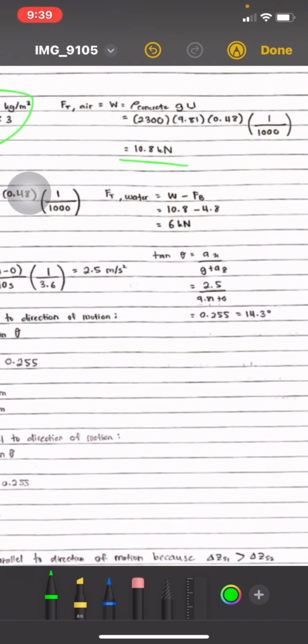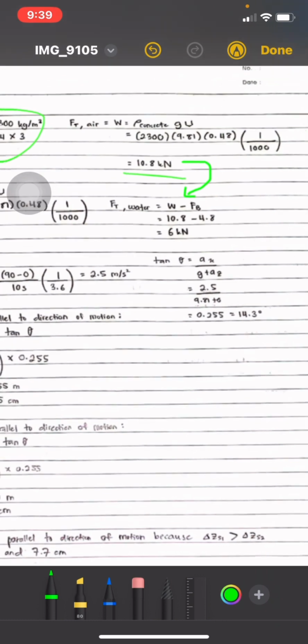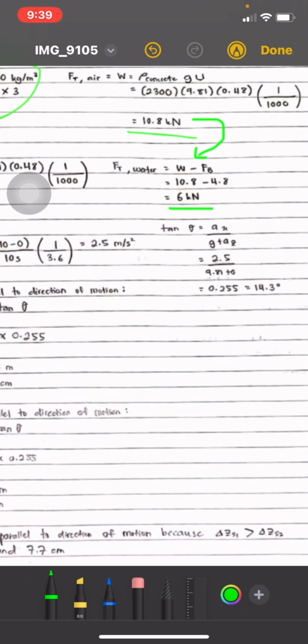After that, I just subtract from the earlier answer for A1, which is the tension force earlier, the buoyant force I found in question 2, and I get 6 kilonewton for the tension in the rope when the concrete block is inside the water.